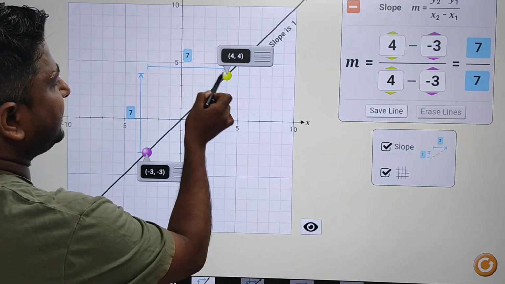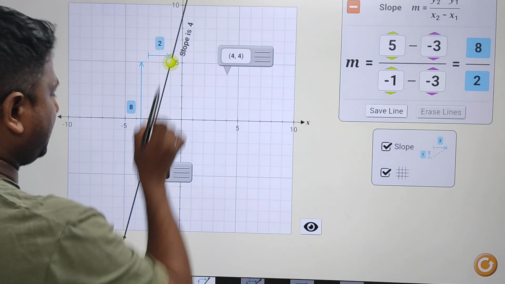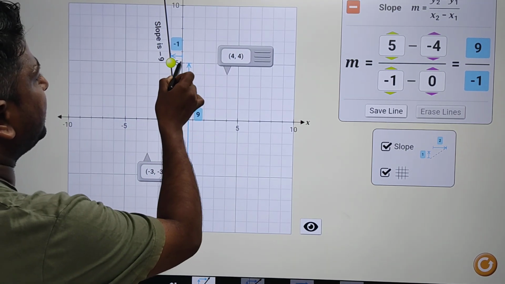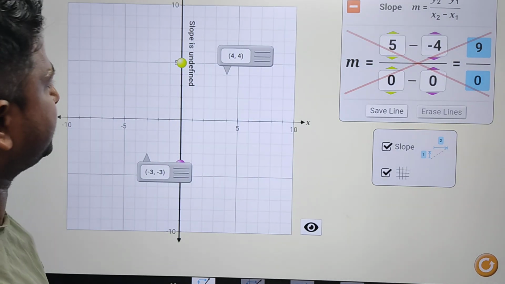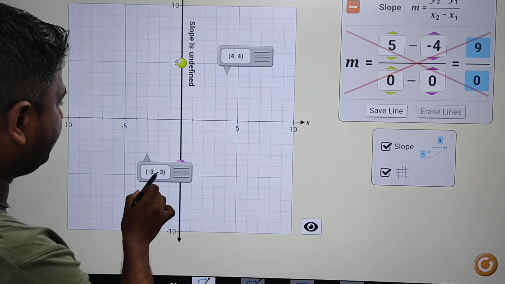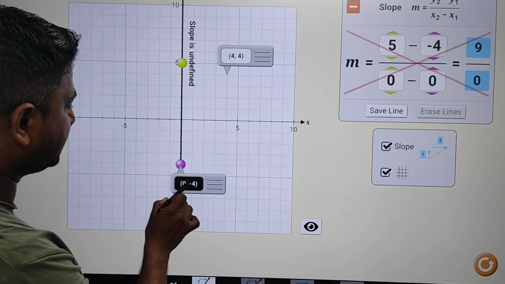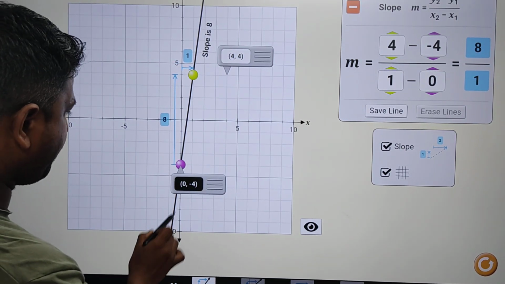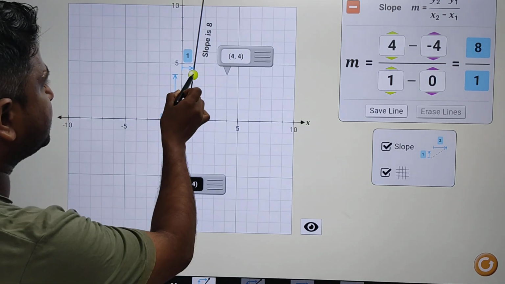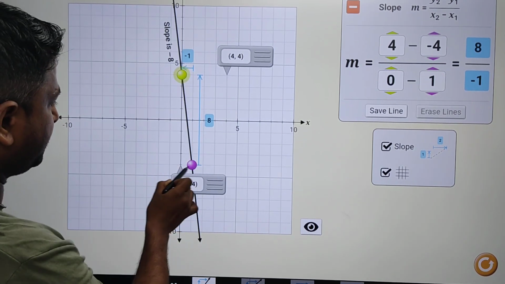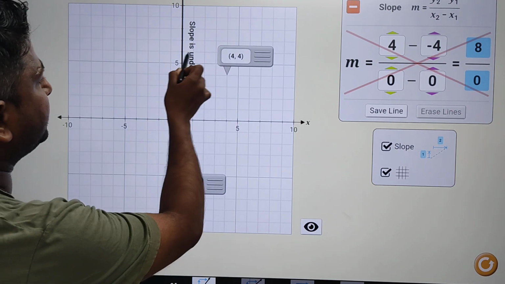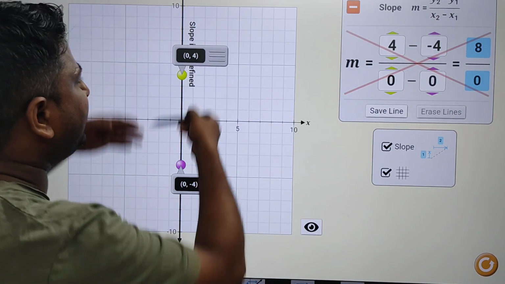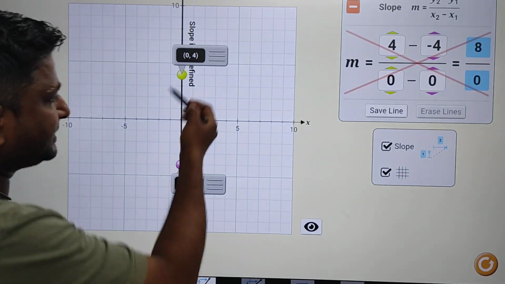Let me again change this line. Let me make it now perpendicular to the x-axis, and let's see what happens. Right, again we have got 2 points. This point is (0, -4), and the other point is (0, 4). You can take any 2 points, not necessarily these two only.